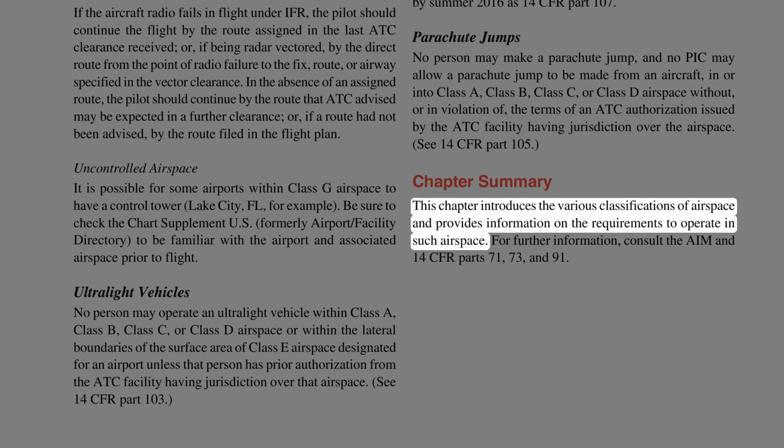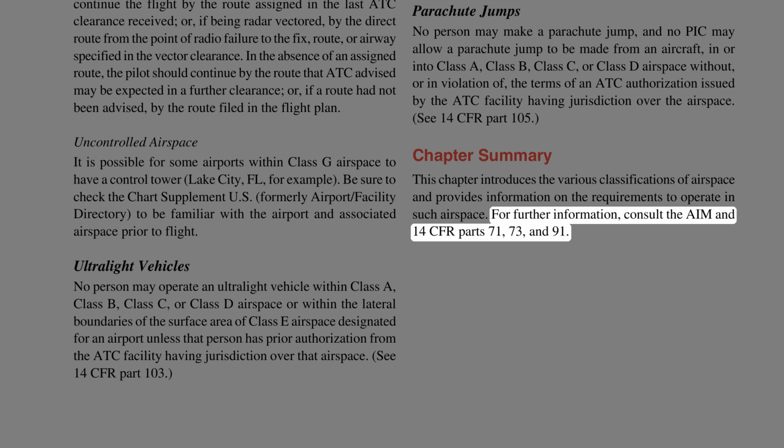Chapter Summary. This chapter introduces the various classifications of airspace and provides information on the requirements to operate in such airspace. For further information, consult the AIM and 14 CFR Parts 71, 73, and 91.